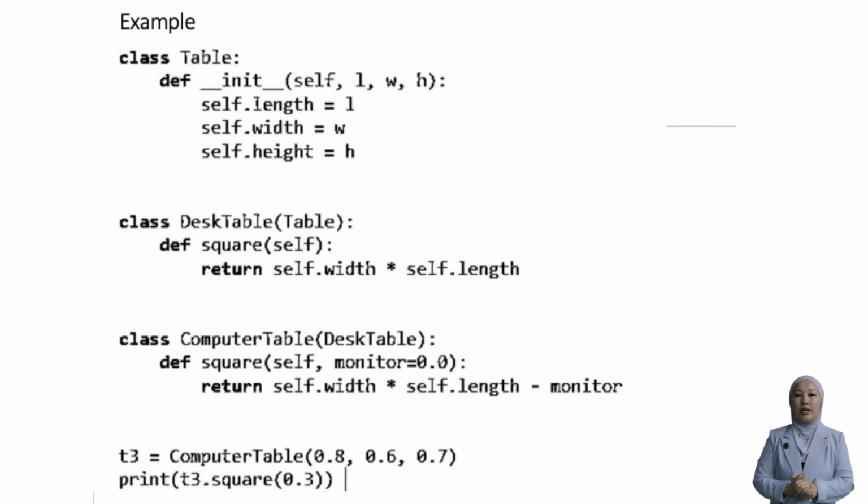Let's consider a more extended example, a table class representing a physical table. A desk table subclass might add a method to calculate surface area.